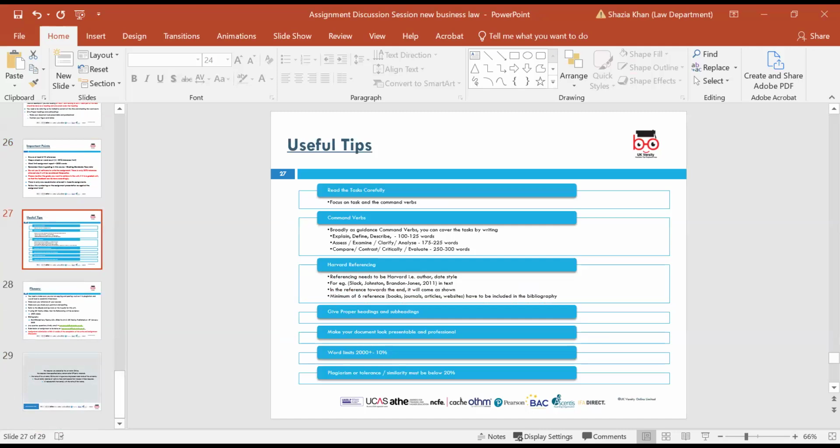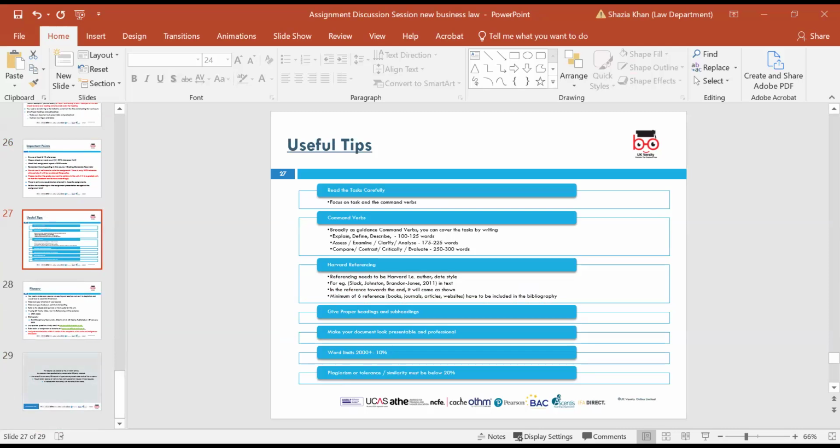Some useful tips. Read the task carefully. Read what the tasks are. Stick to the word limit. Focus on the task and the command verbs. So broadly on guidance, for command verbs, you can cover the task by writing: explain, define, describe, which is 100 to 125 words. Assess, examine, clarify, and analyze, 175 to 225 words. Compare, contrast, critically evaluate, 250 to 300 words.